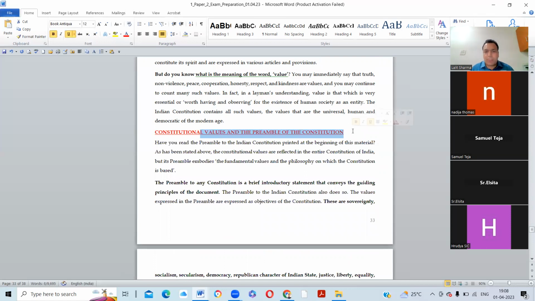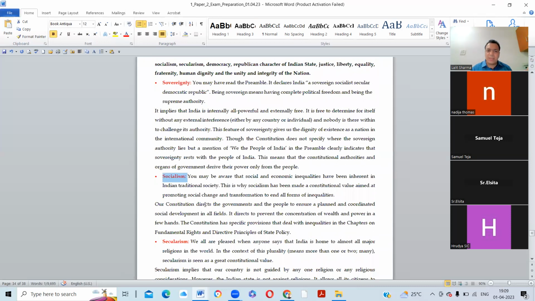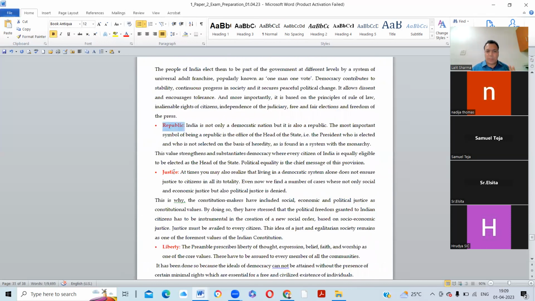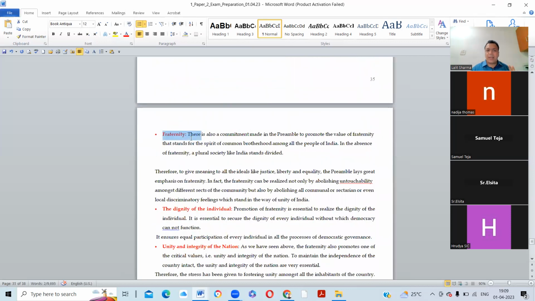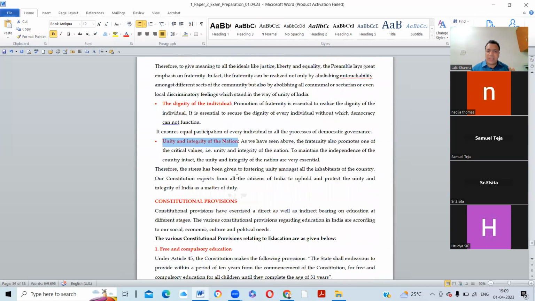Constitutional values and the Preamble of the Constitution. That means, what does our Constitution say about national values? It talks about brotherhood, right? It talks about sovereignty. Look, it is in our Constitution, right? It talks about socialism, secularism, democracy. So all these things you have to explain. Justice, liberty, equality, fraternity, here it comes, the dignity of the individual, unity and integrity of the nation.